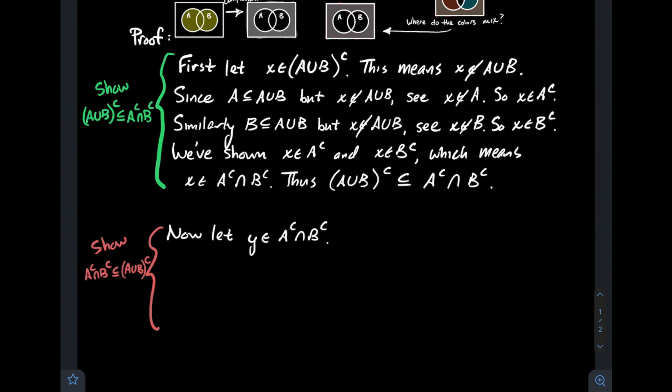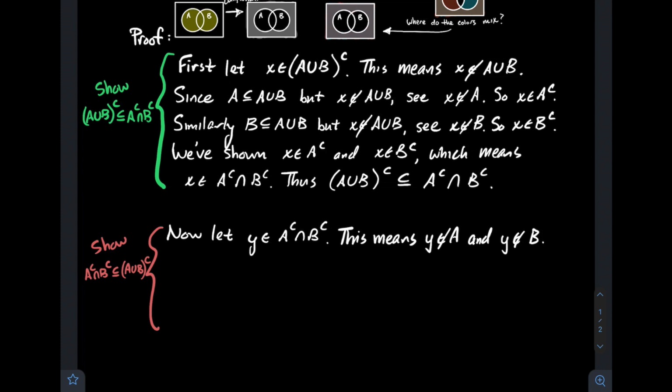So now let's let Y be an element of A complement intersect B complement. You could have just recycled X over again, as long as you understood that the X that you used right here is not related in any way to the X that you used in the previous argument, but just for presentation purposes, I picked a new letter. So Y is in A complement intersect B complement. So what does that mean? Again, you're just translating, what is that definition? So that means that Y is not in A and Y is not in B.